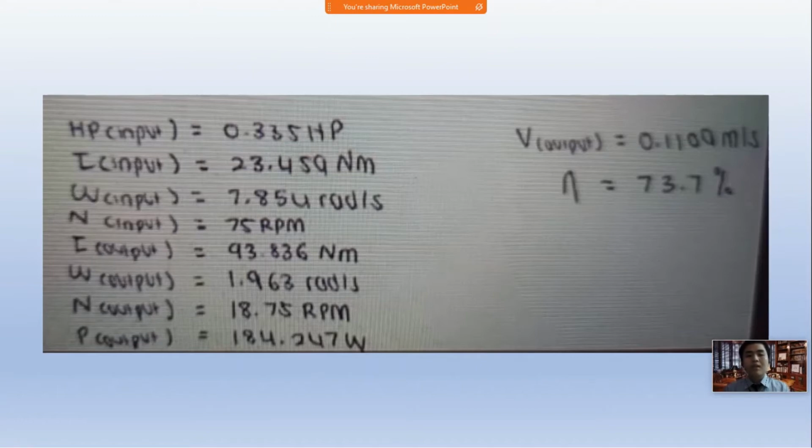184.247 watt. The linear velocity which is used by the wheelchair to move forward is equal to 0.1109 meter per second. The efficiency for the wheelchair is 73.7%. Why is the efficiency of the wheelchair less than 100%? This is because of two reasons in this report. First of all, heat energy loss through heat energy and friction.